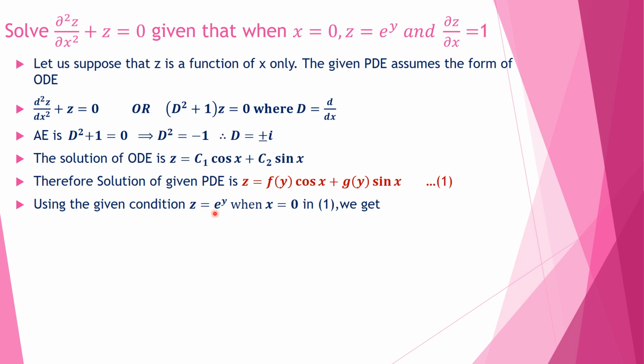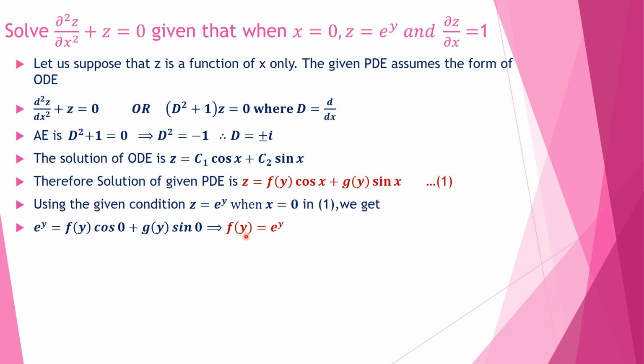So using this condition in the given equation, equation number 1, we get e power y equal to f of y into cos 0 plus g of y into sin 0, because z is replaced by e power y and x is 0. Which means f of y equal to e power y, because cos 0 is 1 and sin 0 is 0. So if you substitute, we will get f of y equal to e power y. So we got an expression for f of y.